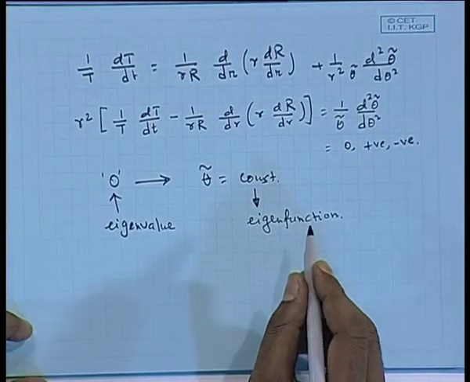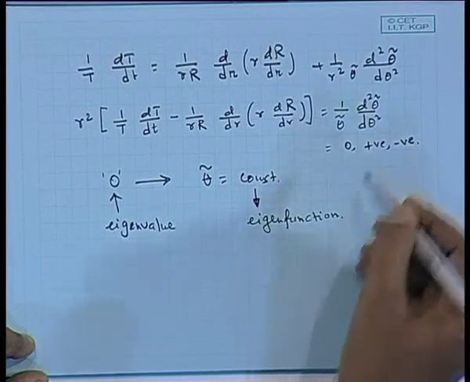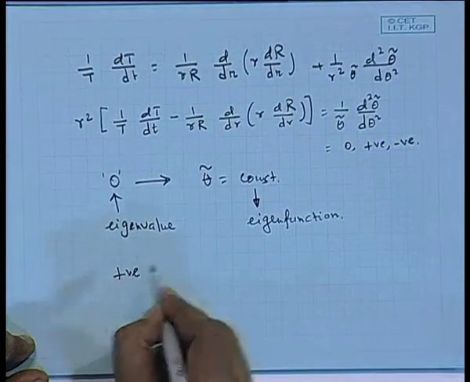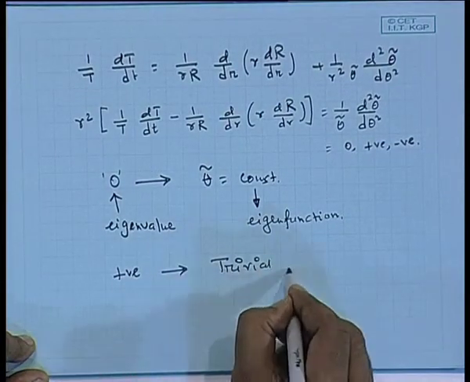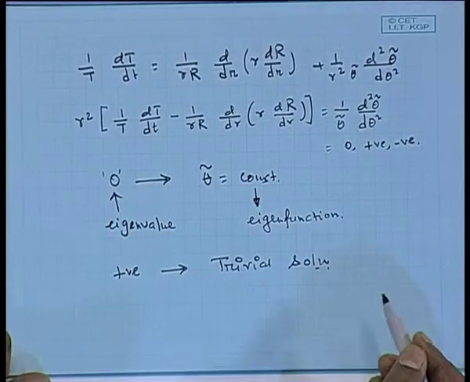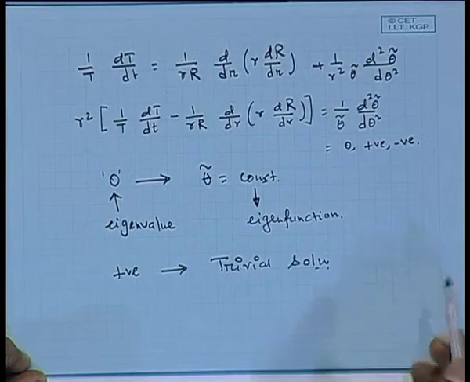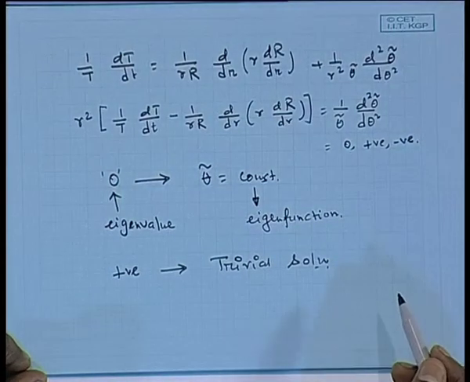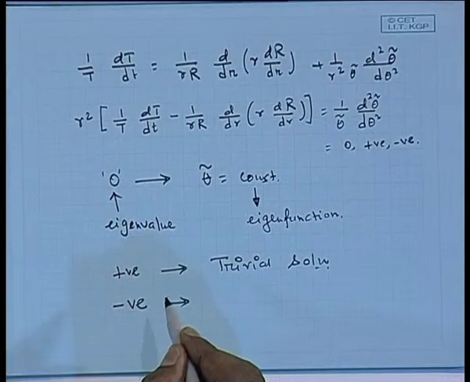Now, the value will be... a positive value of the constant will give you a trivial solution. That can be proved. I will give it to you as a home assignment, and you just check that out. A positive value of this constant will result in a trivial solution. So, this constant has to be negative.